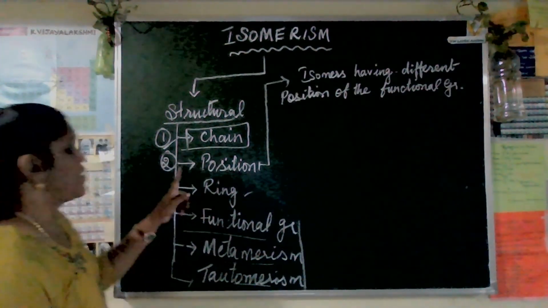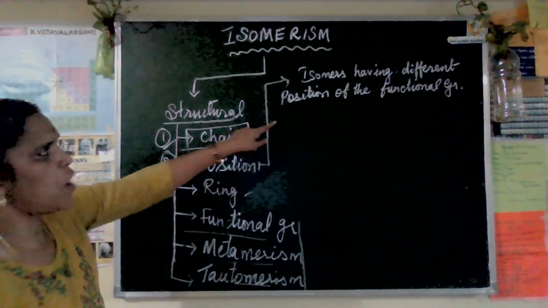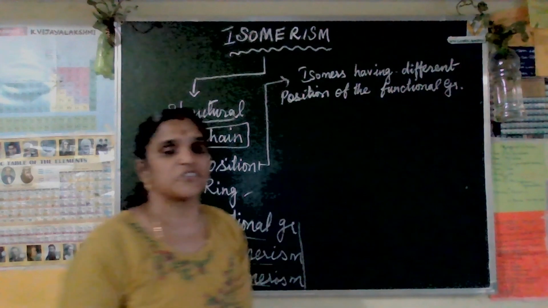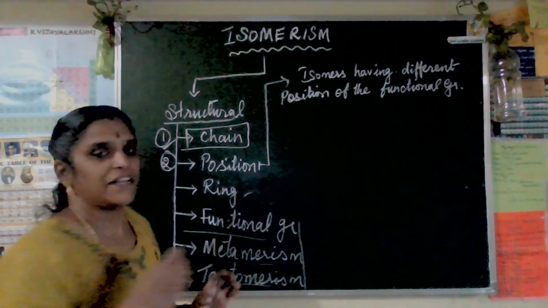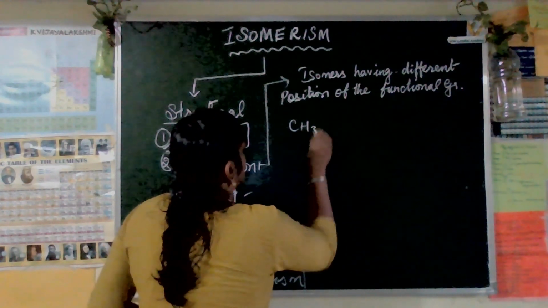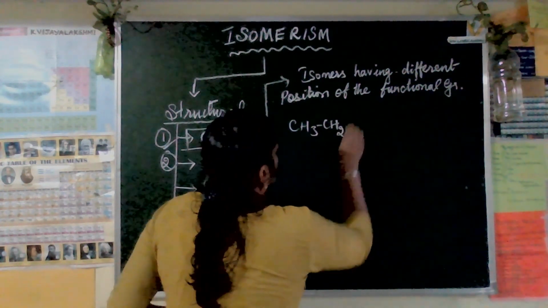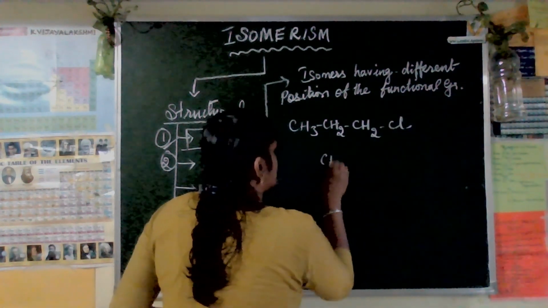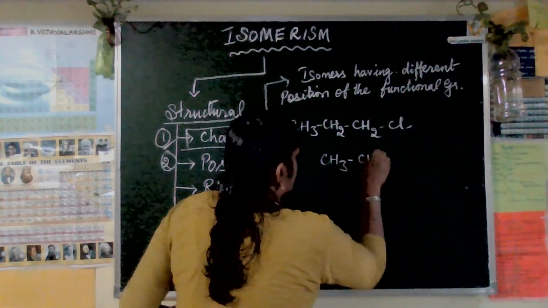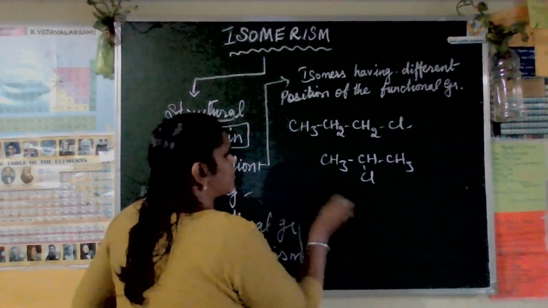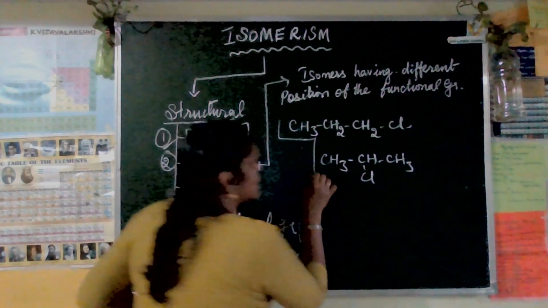Now the next one, position isomer. What it says: isomers having different position of the functional group. Let us go and identify that with an example. Position isomer, example: CH3CH2CH2Cl. The same way, CH3CHClCH3. Same molecular formula but they differ in the position.